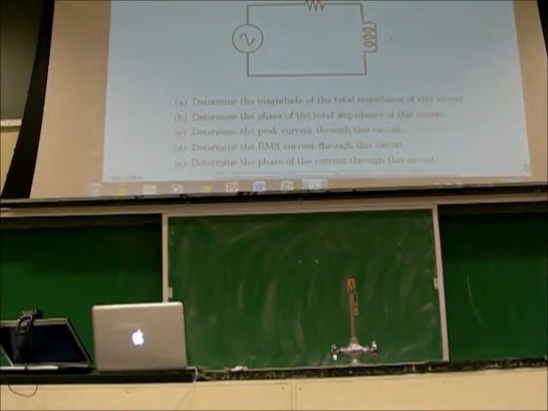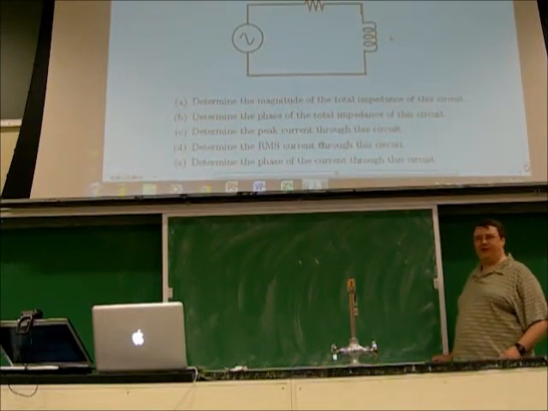What's the phase of the impedance? What's the peak current? What's the RMS current? What's the phase of the current? What's the peak voltage on the resistor? What's the RMS voltage on the resistor? What's the phase of voltage on the resistor? What's the peak voltage on the inductor? What's the RMS voltage on the inductor? What's the phase on the inductor? Agreed? Yes. Okay.